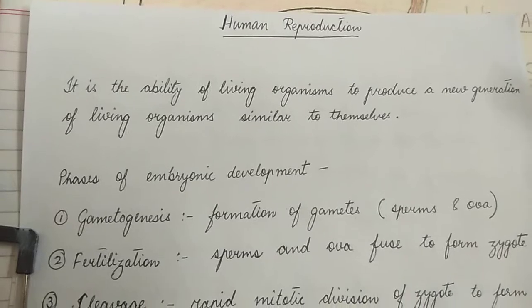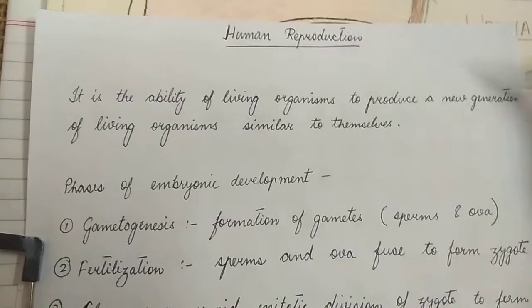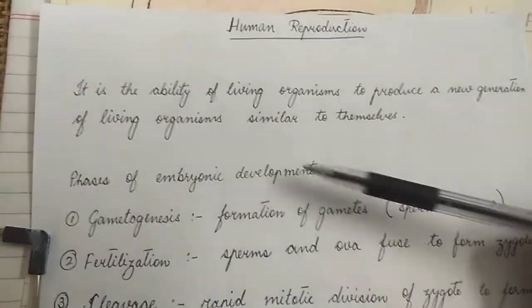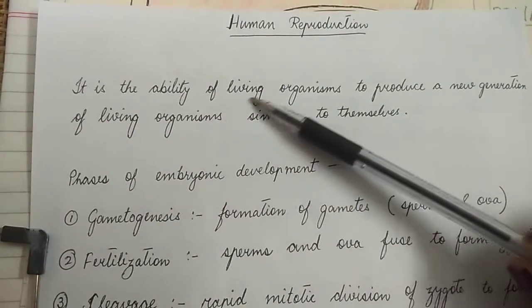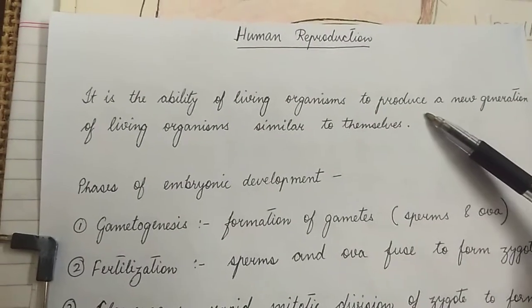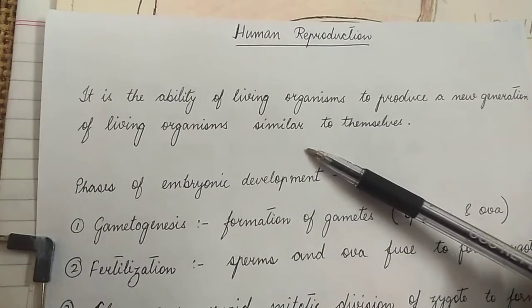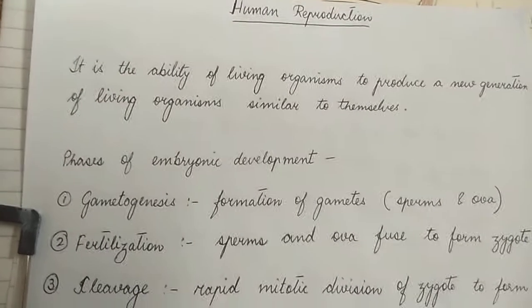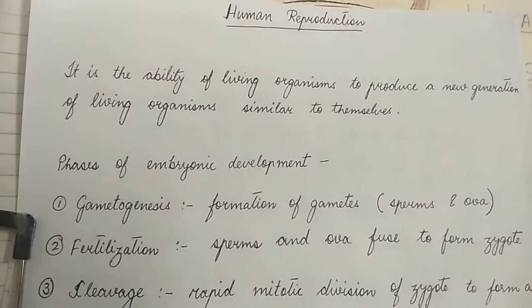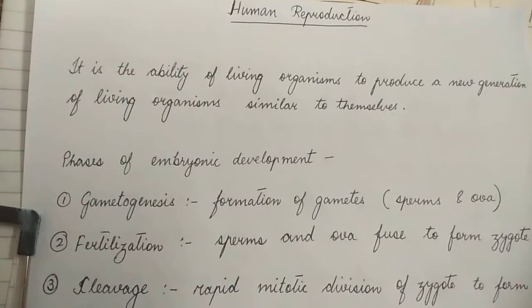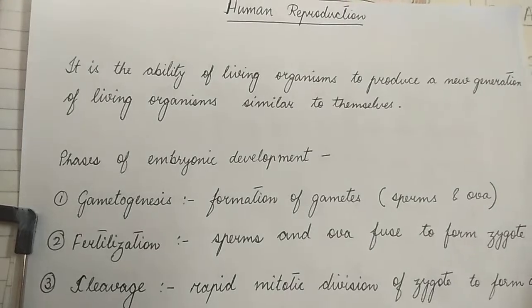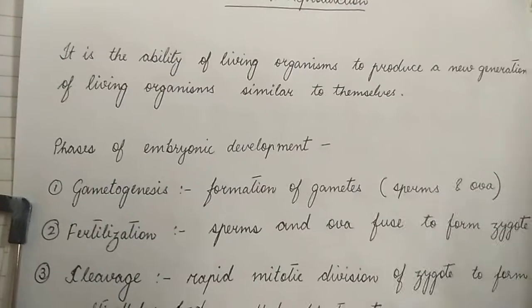Today we will discuss a new chapter, that is human reproduction. Reproduction. What is reproduction? Reproduction is the ability of living organisms to produce a new generation of living organisms similar to themselves. All of us know that human beings are mortal. Death is inevitable. So, in order to continue their generation, reproduction is very important, so that after the death of the organisms, their offspring can continue their generation.